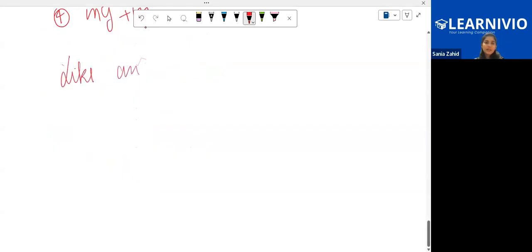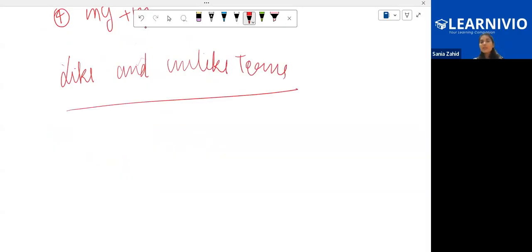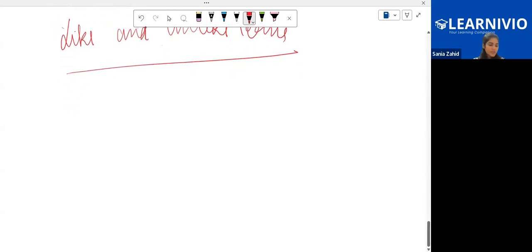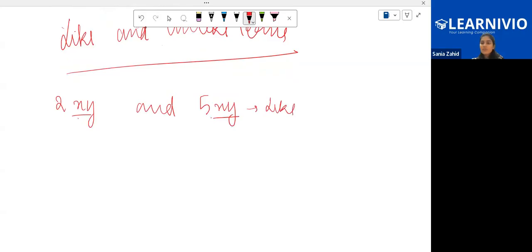Like and unlike terms. So basically the terms with the same variable are known as like terms, and the terms with different variables are known as unlike terms. Let's suppose we have 2xy. In this term, what are the variables? The variables are x and y. And similarly in 5xy, the variables are x and y. So 2xy and 5xy are like terms.